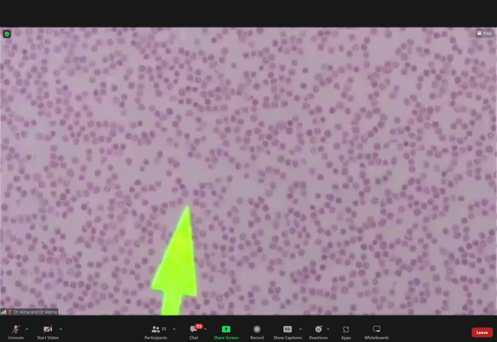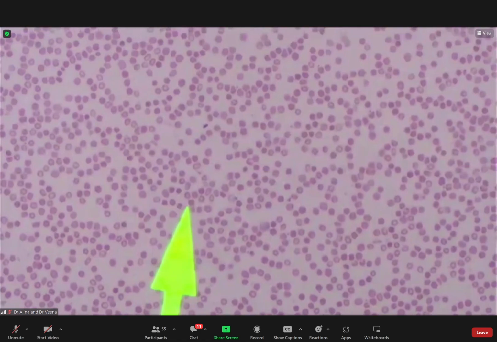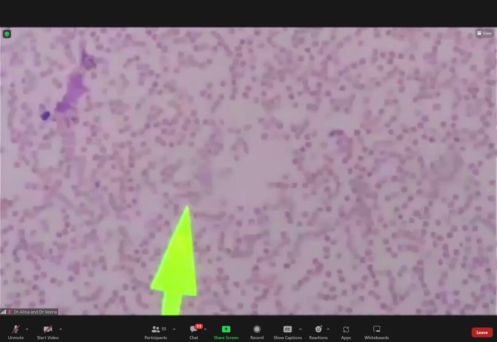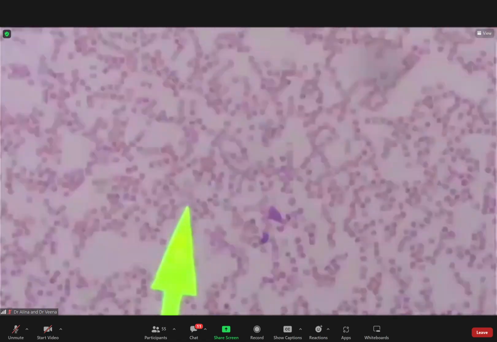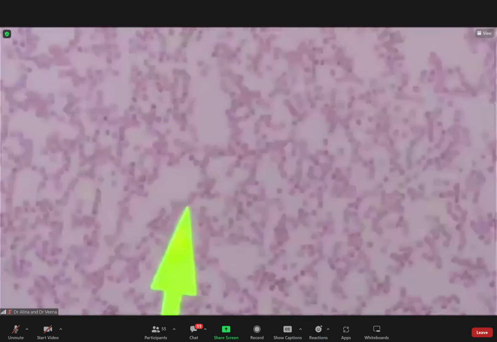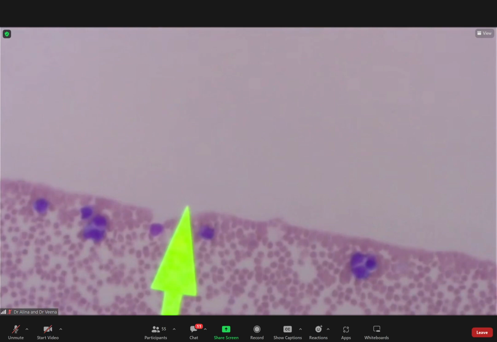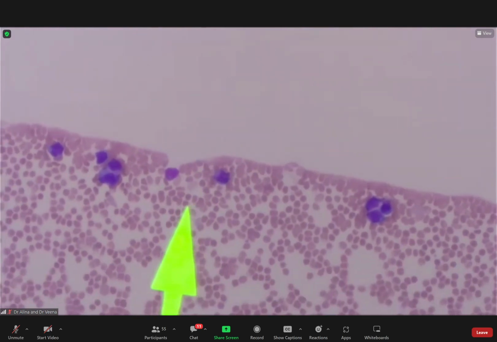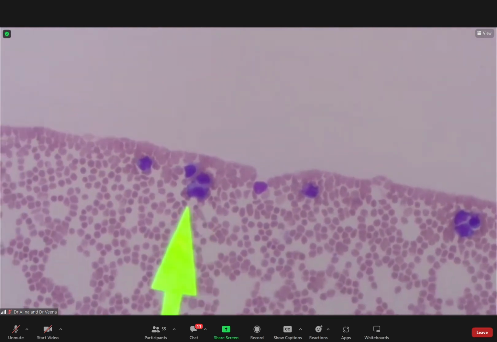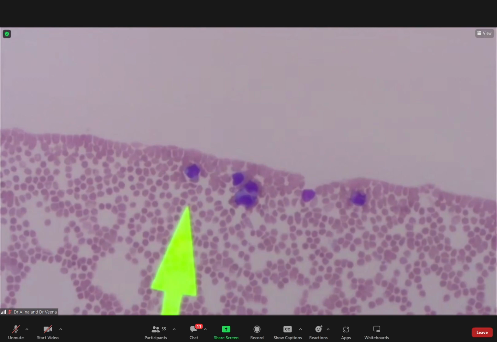So first of all, there is some degree of anemia, and then platelets are reduced. So there's thrombocytopenia, and your white cells are reduced. Okay, so your neutrophils are reduced. So it's a pancytopenia. Okay, and then when you go to the edge, you start to see these cells.